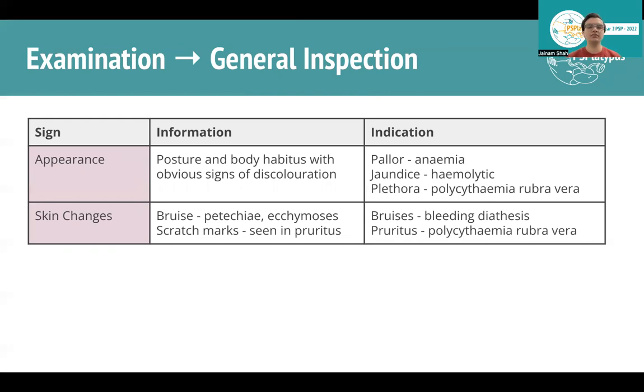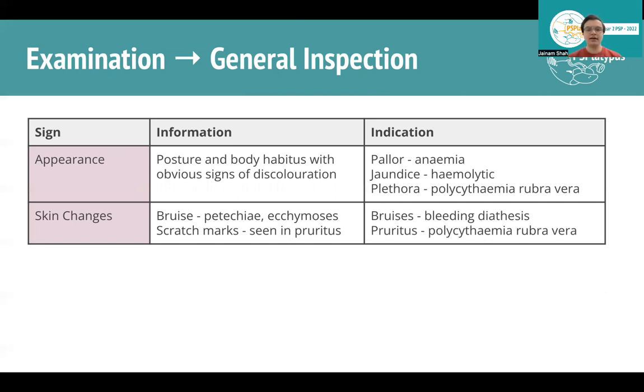I can't really think of anything off the top of my head that would be for hematological, but I guess you could look for cannulas, you can look if bloods have been taken, those sorts of things, but nothing really specific. You can also look for obvious signs of any skin discolorations. So the three main ones would be pallor, which would indicate some form of anemia, jaundice, which can be some form of hemolytic anemia, and then plethora, which is a classic sign of polycythemia rubra, or just polycythemia, which is an excess of red blood cells.